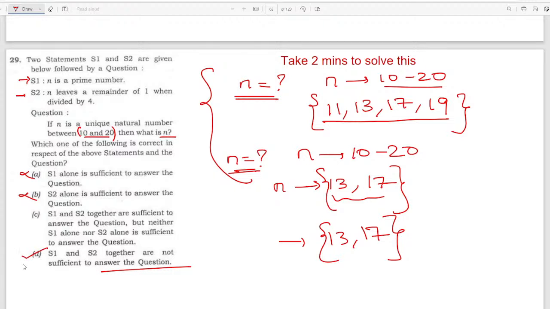So the correct option is answer D, option D. I hope this is clear. If you have any doubts, please ask.